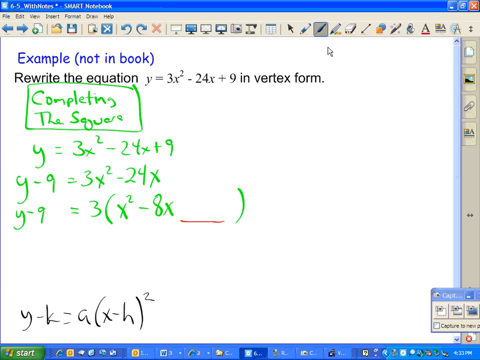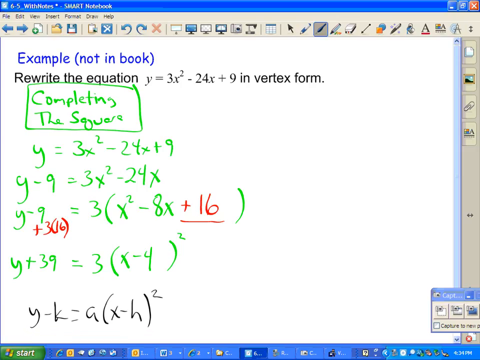Minus 8, half of that is negative 4. When I square that, I'm going to have plus 16. What you have to be careful of, I did not add 16 to the right-hand side. What I really added is 3 times 16, or 48. So now we have on the left-hand side y minus 9 plus 48, which is y plus 39, equals 3 times the quantity x minus 4 squared. So that is in vertex form.